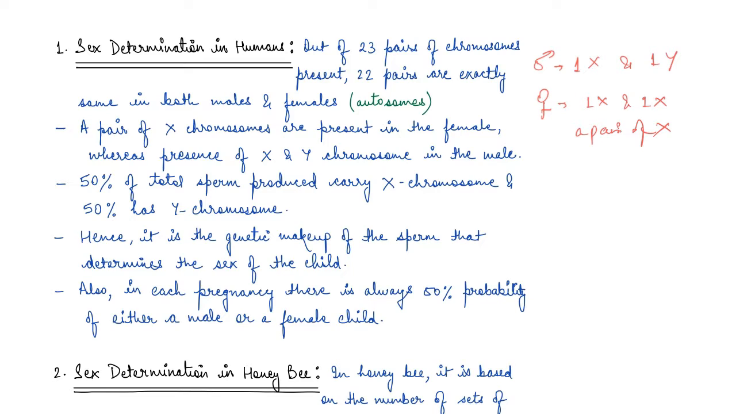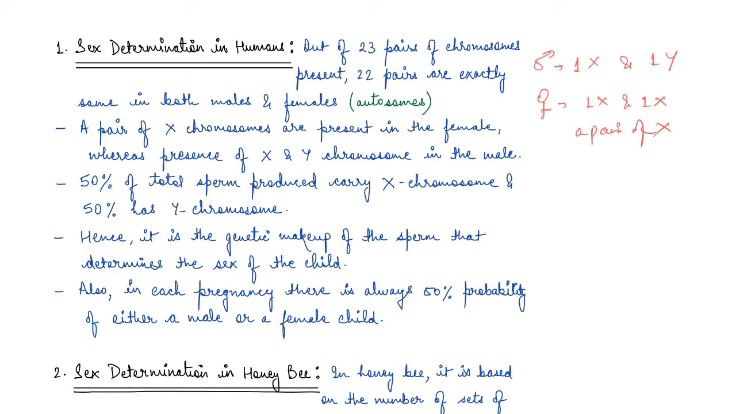Remember that in our society we usually blame the female, the mother, for the sex of the child, but it is the male who has heterogametes, two different types of gametes, which decides the sex of the child, whether it is going to be X or Y, whether it is going to be a female or a male.